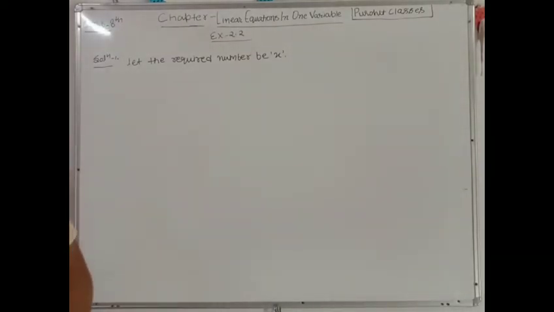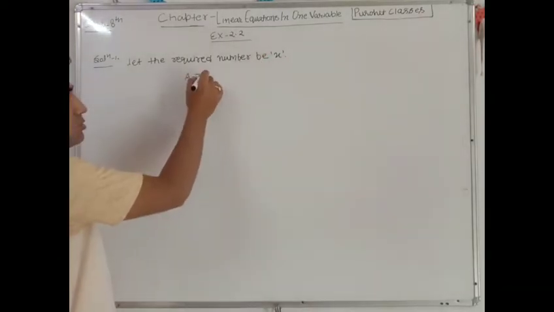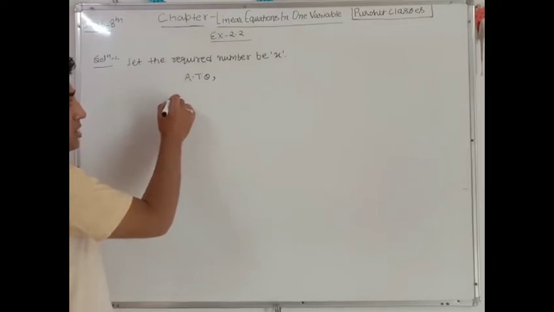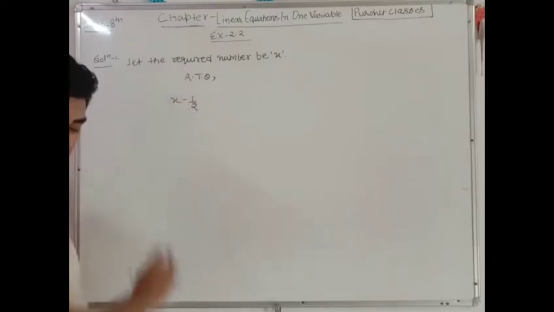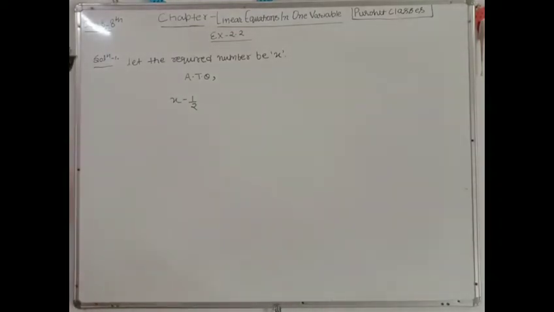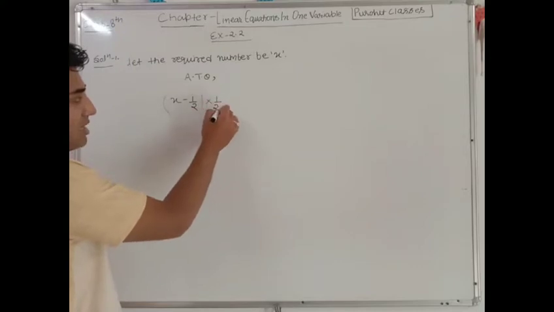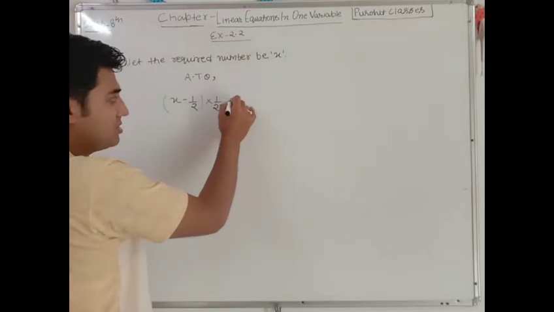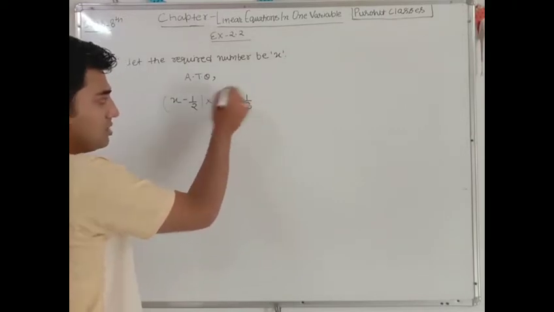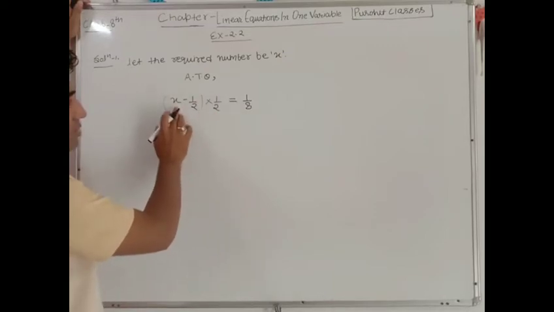The question says if you subtract 1/2 from a number, then I am writing here directly according to the question. If you subtract 1/2 from the number and multiply the result by 1/2, you get 1/8. It means the answer will be 1/8. So this is the equation. Understood? Now we have to find out the value of x.